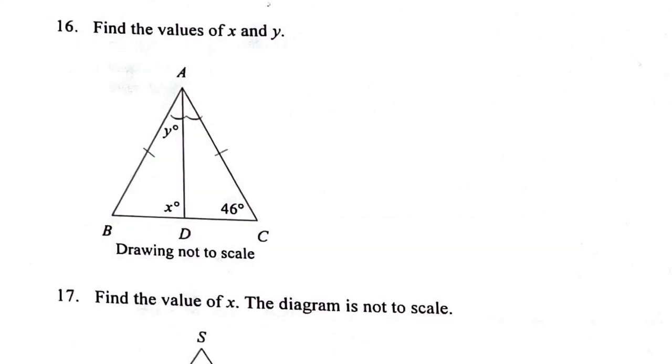Find the values of x and y. I do know that this angle is congruent to this angle. I do know that this side is congruent to this side, and because it's an isosceles triangle, this is 46 degrees. Now, 46 plus 46 plus the larger angle, which I'll say is L, is equal to 180.